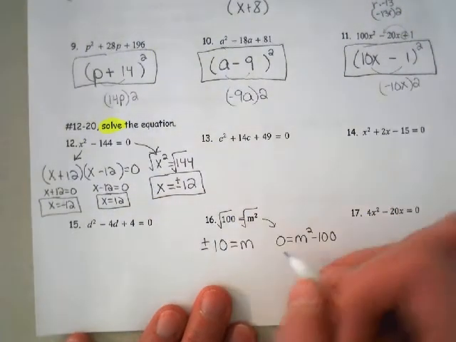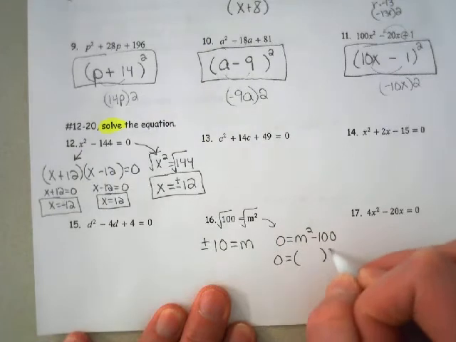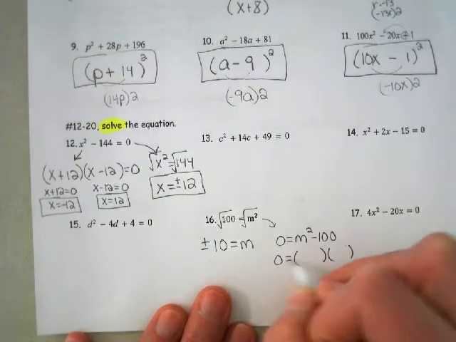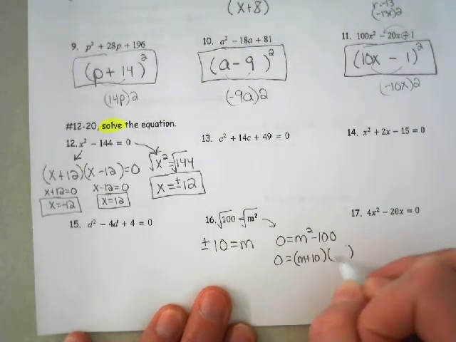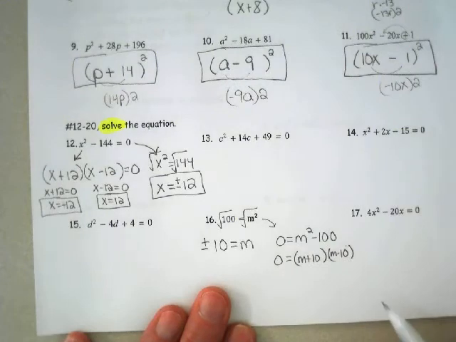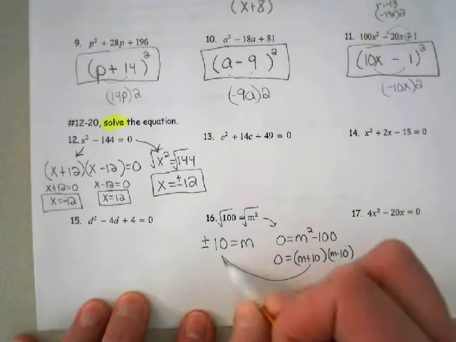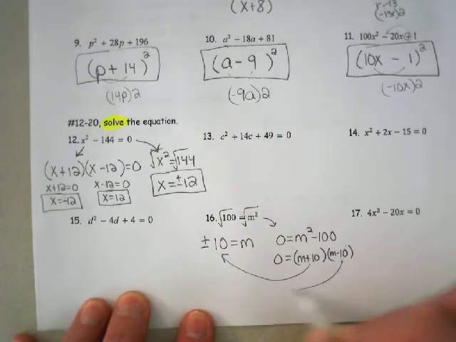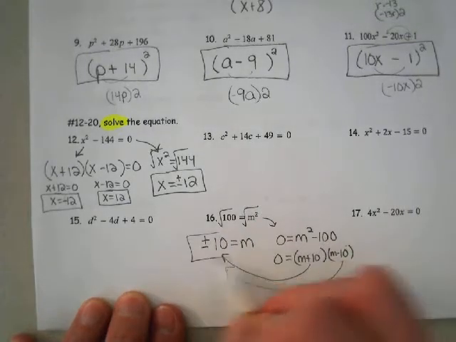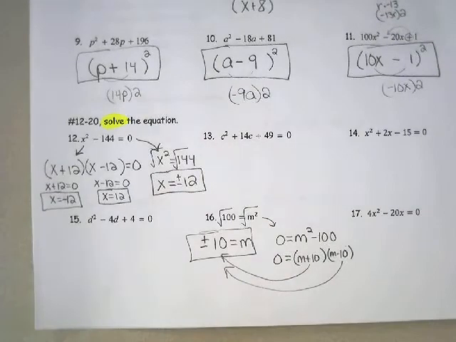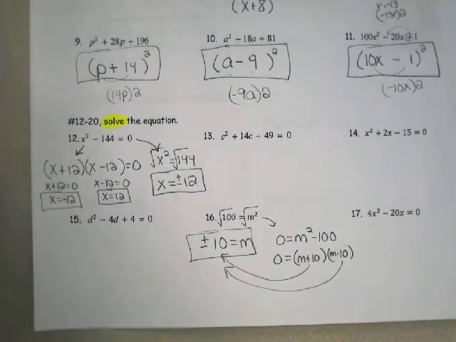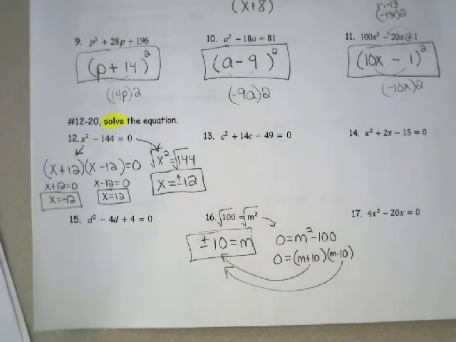Now, if you want, I could move the 100 over. So I could say 0 equals m squared minus 100. And then I could go ahead and factor this. I'm just trying to write small so I don't run into the other problem. M plus 10 and m minus 10. But do you see how I would get a negative 10 and I would get a positive 10? But do you see how much faster this method is? So binomials, again, I feel like have a quicker, faster way of solving.